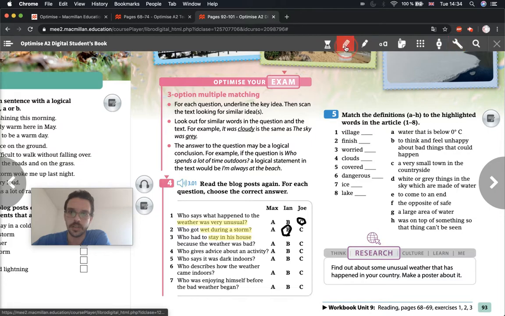So who had to stay in his house because the weather was bad? That was Max. He said we couldn't go outside for 3 days. Let's look at the next one. It says who gives advice, consejo, advice about an activity? Who gives advice about an activity?